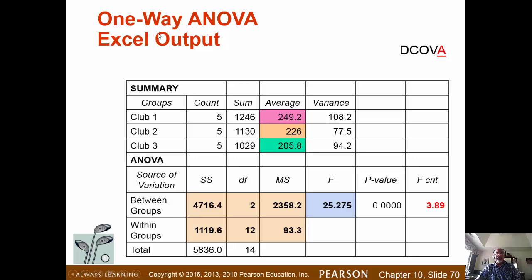And we can present this as an ANOVA table, where here is the ANOVA table, with between groups, within groups, sum of squares, degrees of freedom, mean square, F, and so on. So what we're going to do is look at an Excel example of these ANOVA computations next.